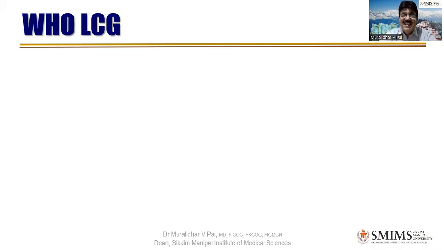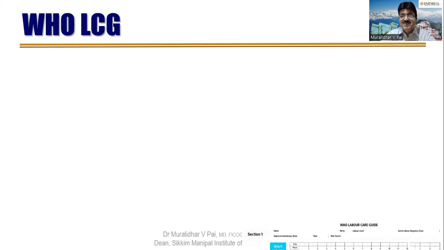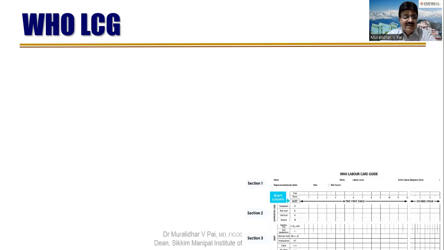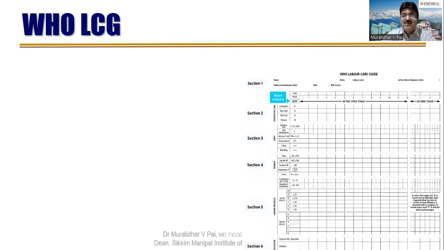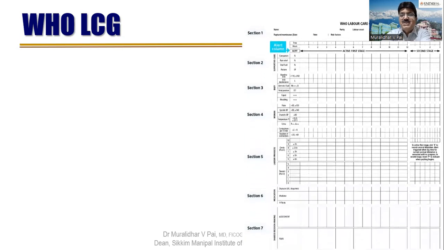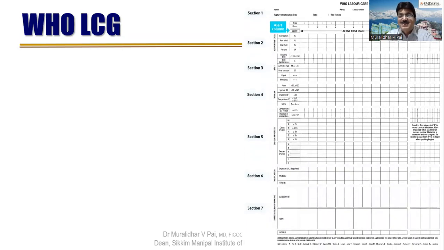WHO LCG. It looks almost exactly like an old Partograph from a distance, but I will give you closer views subsequently. So just have a look at it. By and large, it looks like the same thing, the same A4 size paper with so many squares, so many columns, so many rows, and so many sections.